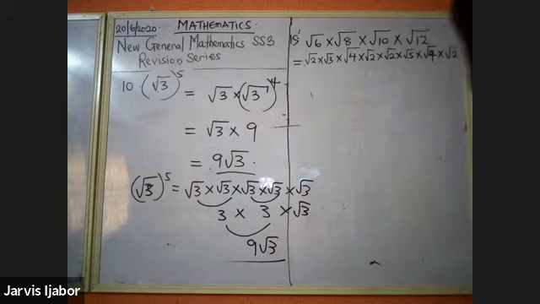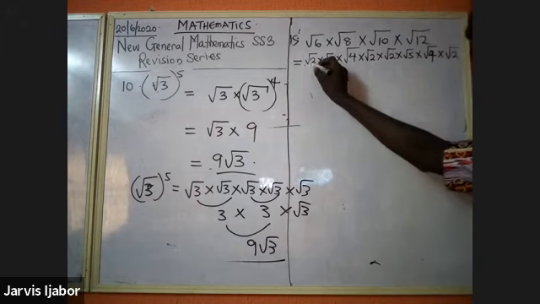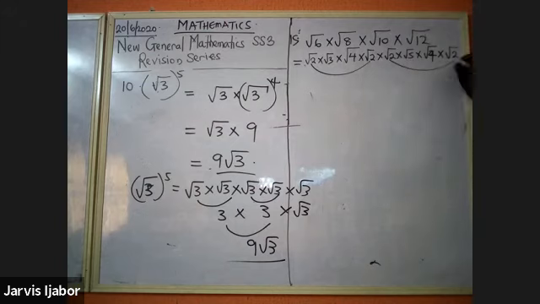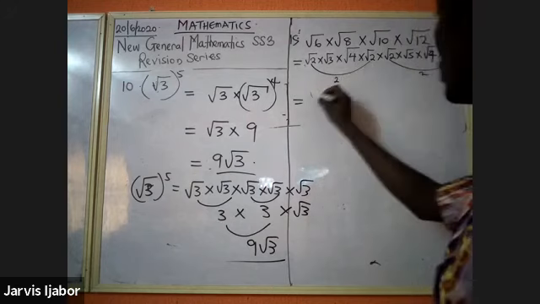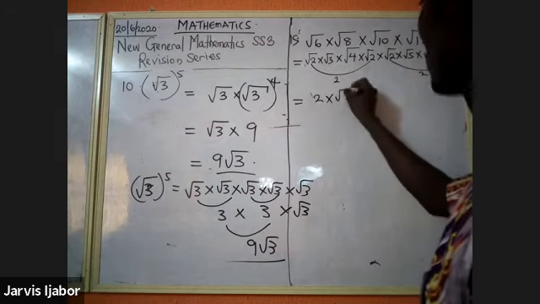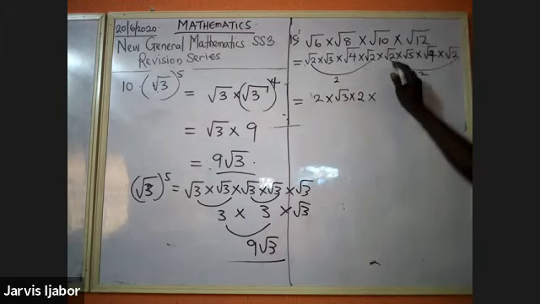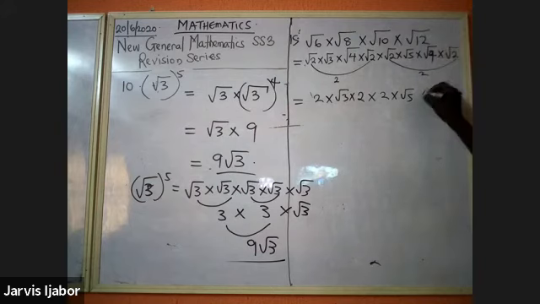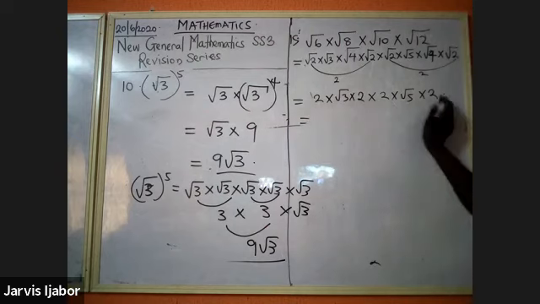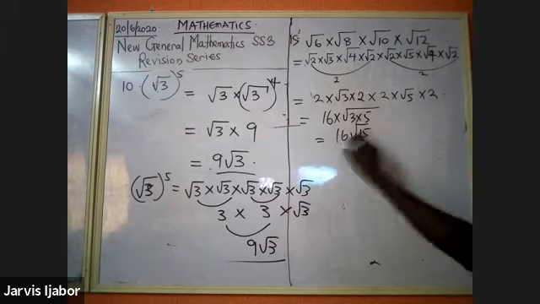Now look at this one. Now let's pair them. I'm going to be very free with myself. Now look at this, I can pair this, and I can pair this. So if I do that, see what I'm going to get. This will be 2, this 2, times square root of 3, times 2. The square root of 4 is 2, times 2, times the square root of 5, times this 2. So with this, I get 2 times 2 times 2 times 2, which is 16, times square root of 3 times 5. And that will be 16 root 15. That's the answer.